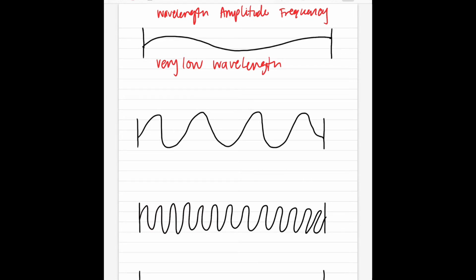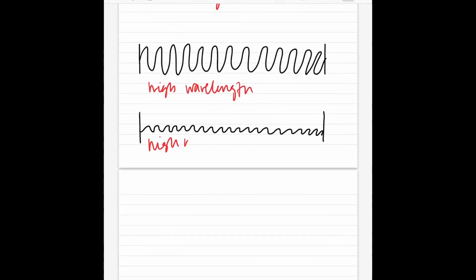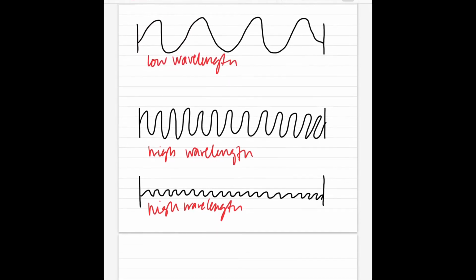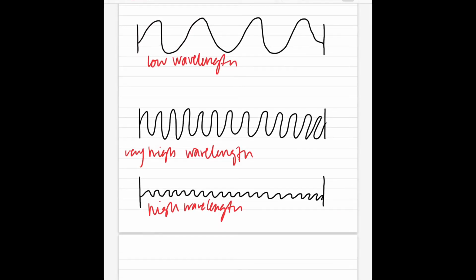Okay, so this one we've still got a low wavelength. A low wavelength, because if you look at the other 2, this has a high wavelength, and this one also has a high wavelength. This is probably a very high wavelength actually, but it's got a lot of waves in that time period. But this one also has a lot of waves in that time period as well.